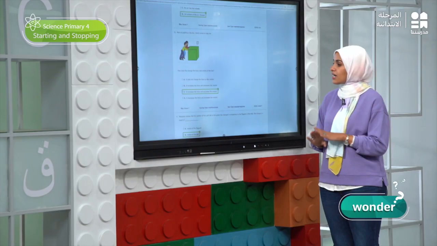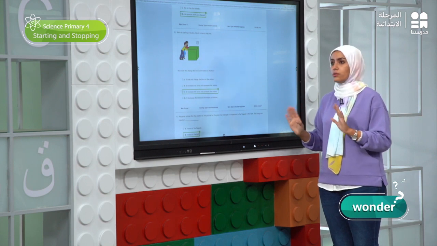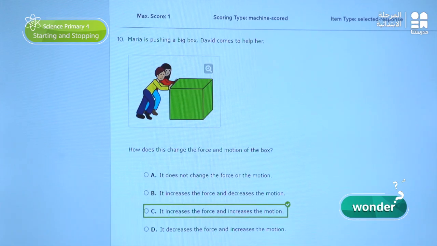Maria is pushing the box with a specific force. Then David comes to help her. How can David change the force that acts on it? The first choice is it doesn't change the force or the motion. تفتكروا لما ديفيد جه يساعدها لو في شخص إضافي بيساعدني كده أنا مش هغير الحركة؟ Do you think the help of one more person will not change the force or motion? Of course not. It will make a change, so it's a wrong choice.